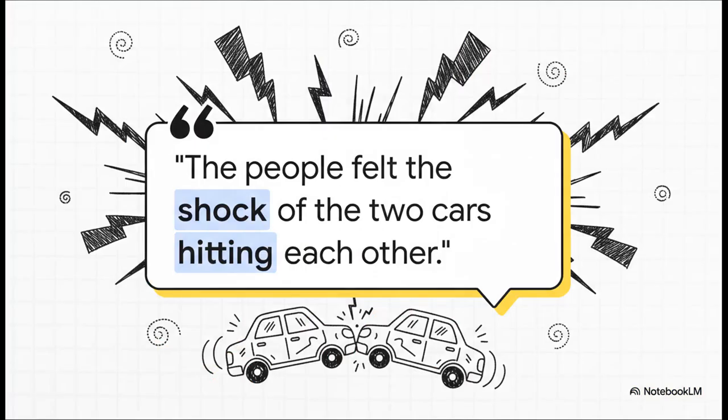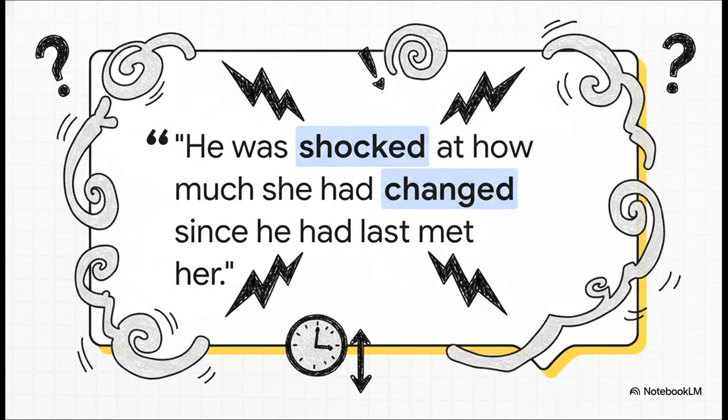So here, shock is a noun. It's the thing that people felt. This example, which is right out of the source material, nails that physical impact definition we talked about. It's direct, it's simple, it's clear. But now, check this out. Same root word, but this time it's a verb, shocked. He was shocked. Now we're talking about that emotional feeling of surprise.